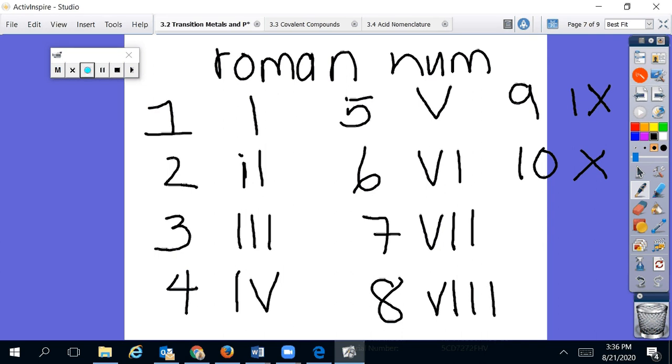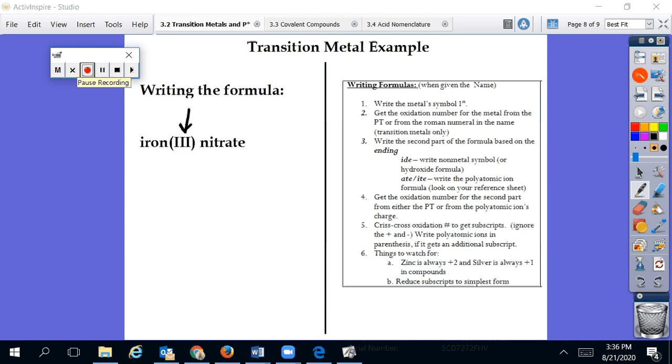So these are our Roman numerals that you need to know for writing inside the parentheses. So let's go back to our problem. First, we're going to write the metal symbols first. So we have iron. So we know iron is Fe. Next, we're going to get the oxidation number for the metal from the periodic table. Well, since there's already parentheses, we know that we're going to get the oxidation number from the Roman numeral. And 3 slashes is 3, so the oxidation number is +3.